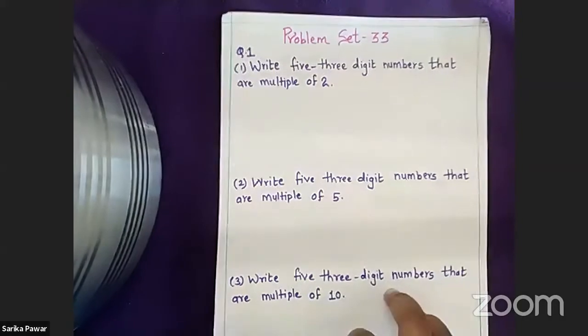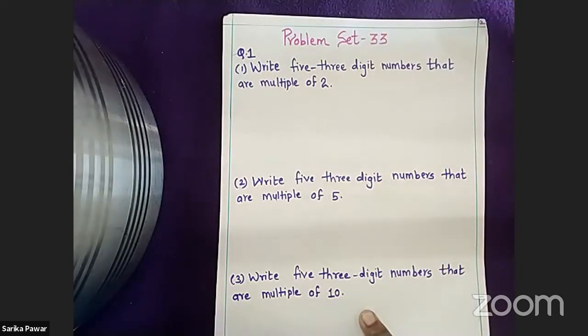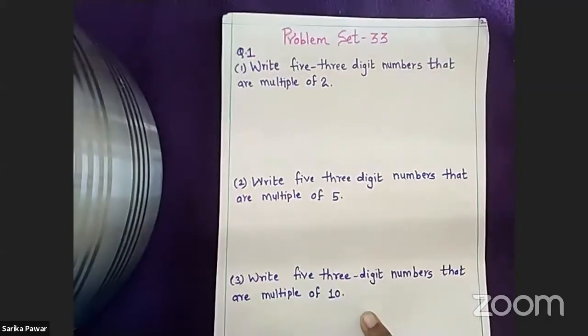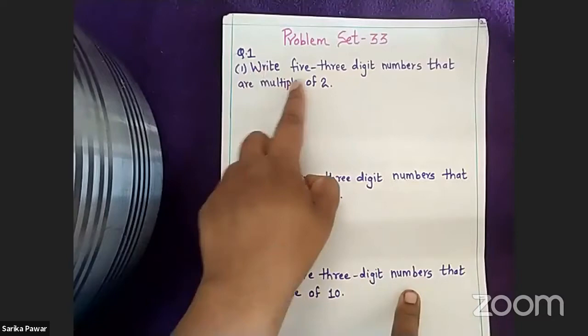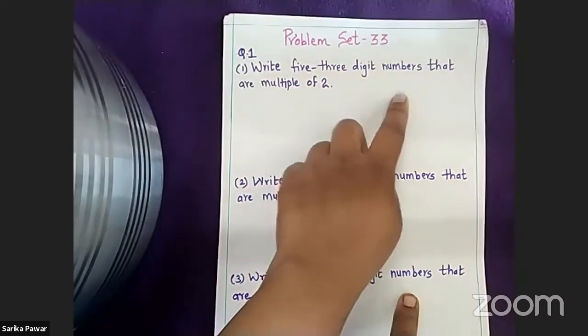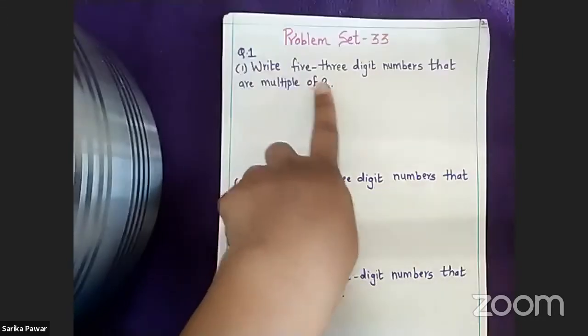Palak, Manoj Vishwakarma, Nishtha. Read the question now. Yes, read the question. Question number 1, you have to read it. Write 5 3-digit numbers that are multiples of 2. Not multiply, multiple of 2.